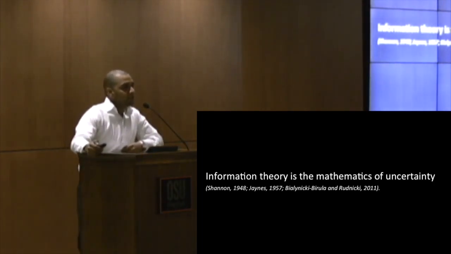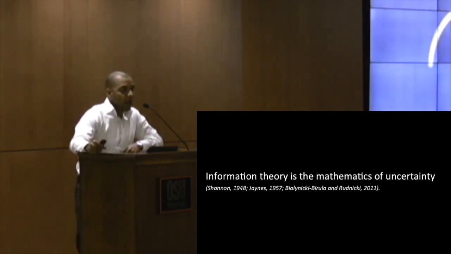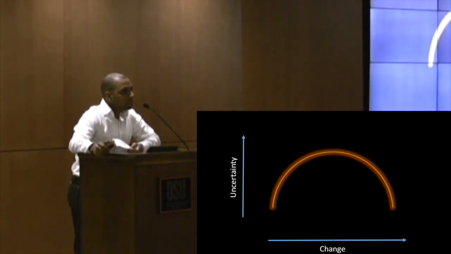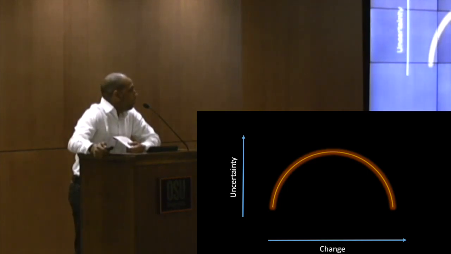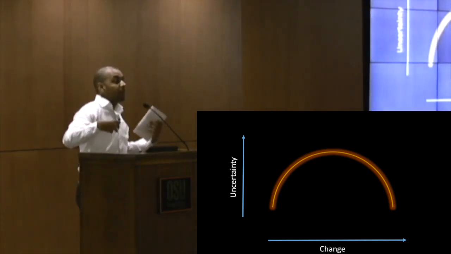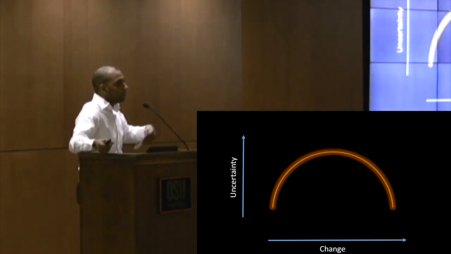I'm still trying to find a way to explain it, and I found out that it goes to this shape. This shape describes how we feel, how we experience uncertainty when changes are happening. We start getting familiar with stuff. At the beginning, it's a big surprise, and then we get familiar.